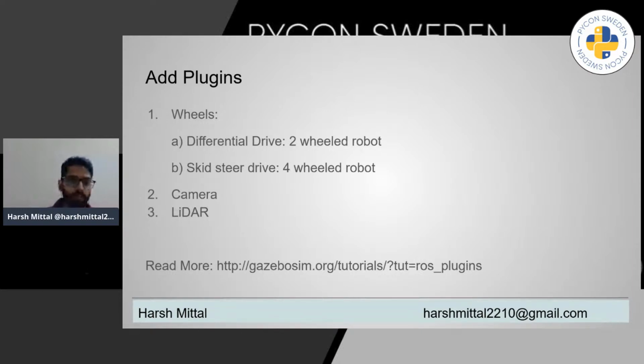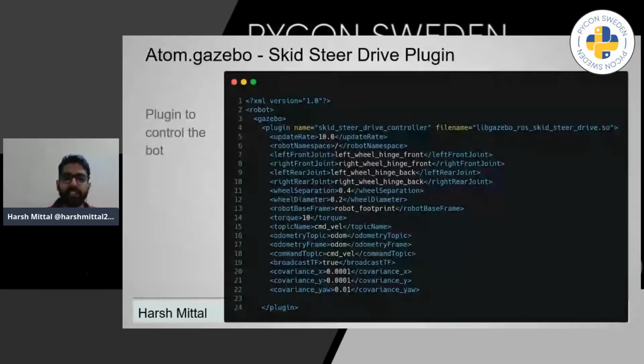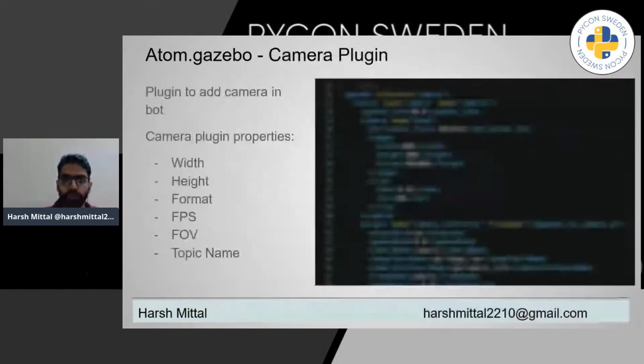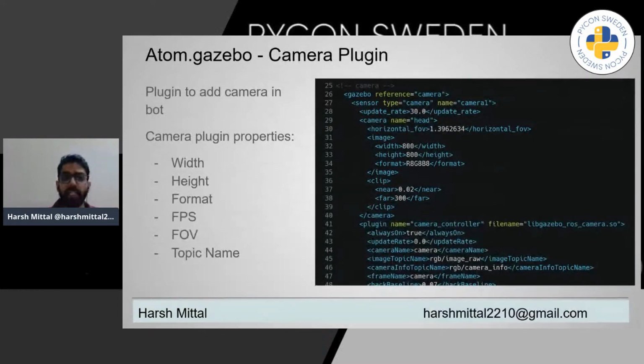For Atom bot, we'll be using skid steer drive plugin, right? So this is the code for actually using it. You need to specify all the different links for your wheels along with all the initial parameters that you can find in the repo. Next, we'll be adding camera plugin.